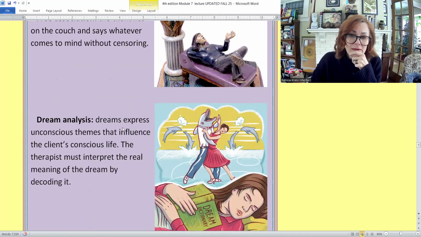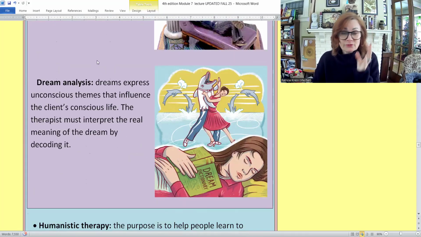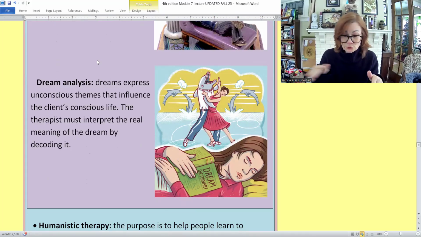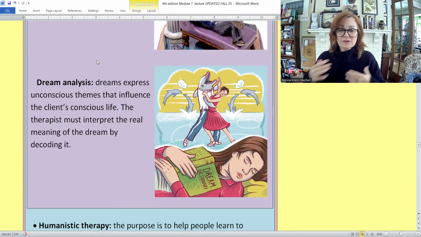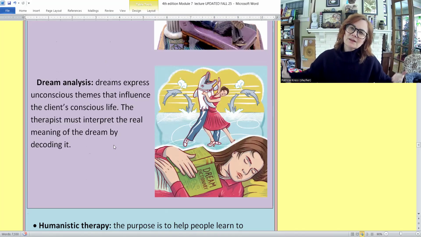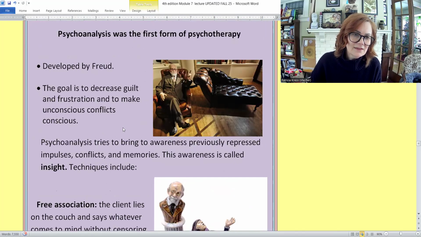Another technique he developed is dream analysis. Freud believed that whatever's going on in your unconscious mind, it can express itself in your dreams in a symbolic, encrypted way, right? So one road to the unconscious, in fact, he called it the royal road to the unconscious, is through dreams. So Freud spent a lot of time and energy analyzing people's dreams. He had a whole system for like, what do things in dreams really mean, right? The symbols in dreams. And so the therapist interprets the real meaning of the dream by decoding it. Okay, so that's psychoanalysis.